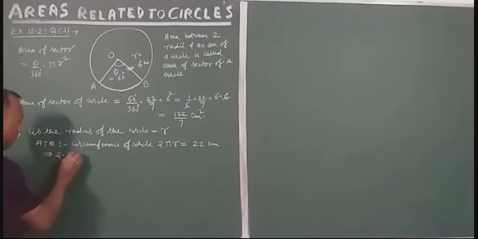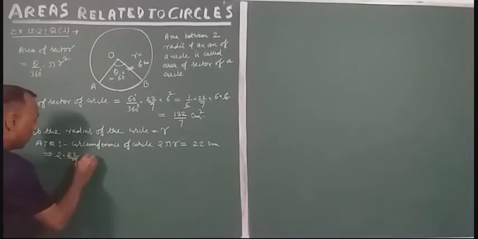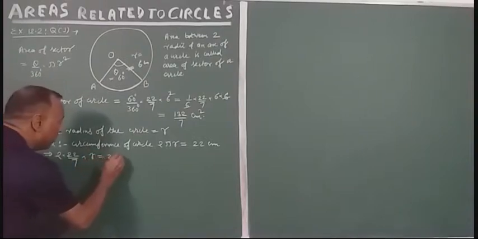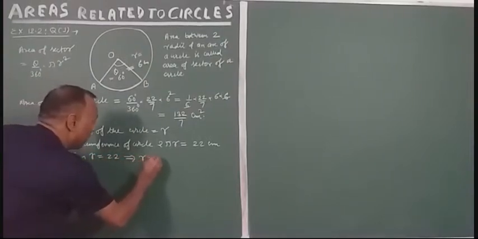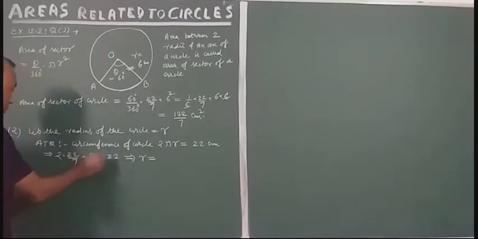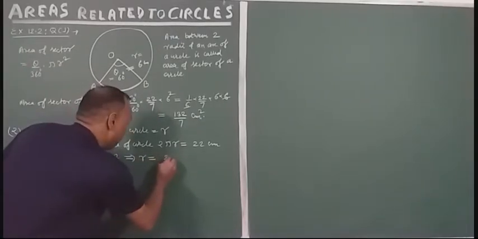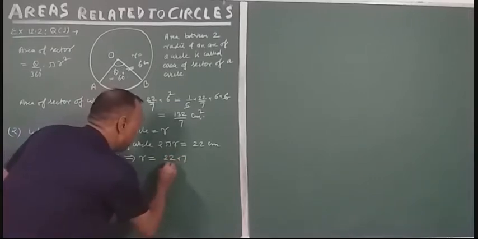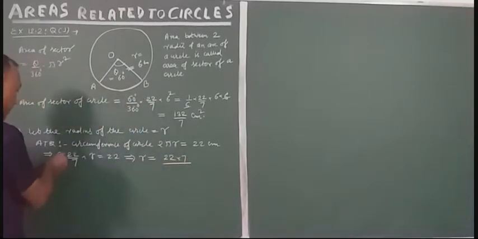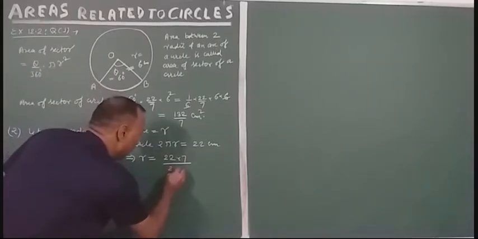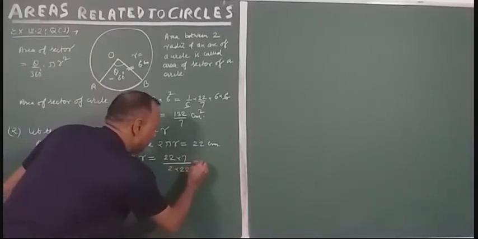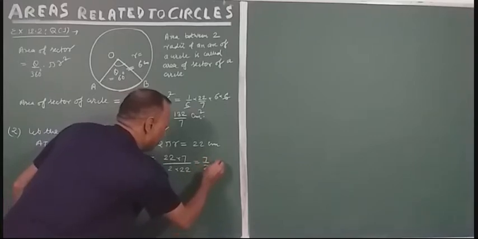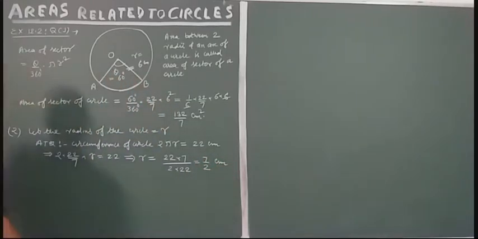2 into pi is 22 upon 7 into r, that is given 22. From here r can be calculated. This 7 will go here, 22 into 7, and this 2 into 22 will be here. So this is 7 upon 2 centimeter. What is the radius of the circle? 7 upon 2 centimeter. Now you have to find the area of quadrant.